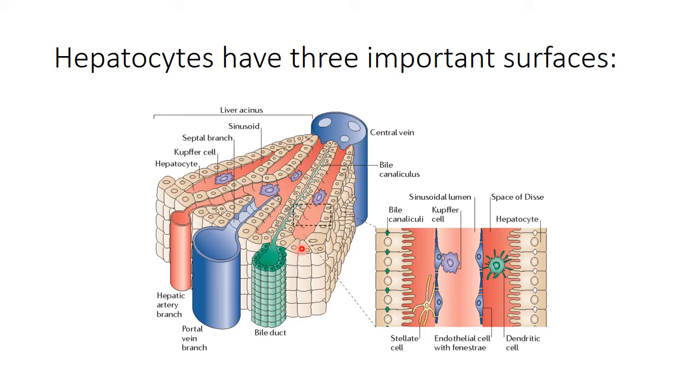So in summary, we have three important surfaces for each liver cell. 70% of the surface of the liver cell is in contact with the blood sinusoids. 15% of the surface area of each liver cell is in contact with a bile canaliculus, and the other 15% is adjacent to the nearby hepatocyte.